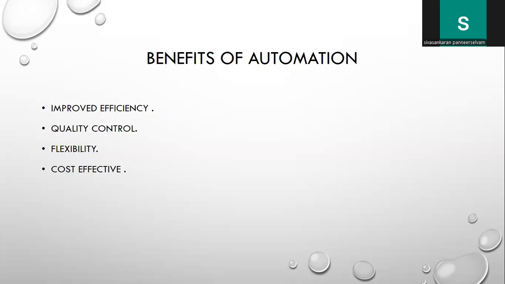So what are the benefits of automation? From the basic simulated exercise shown in the previous slide, what we came to understand here is improved efficiency. We can increase the speed of operation, enrich the quality control of end items, have flexibility to change the operation according to the compatibility of the production, and also reduce the manual labor cost. So these are the basic benefits of automation.